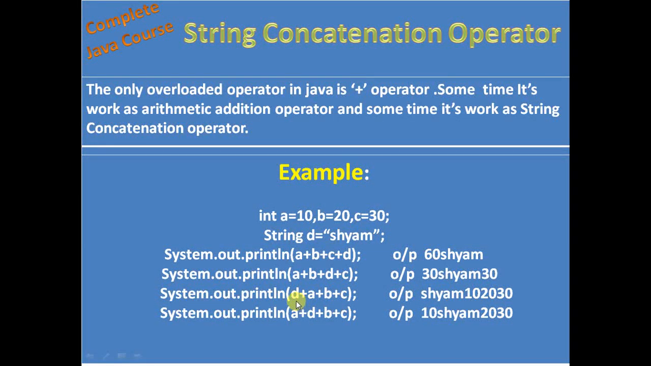Here d plus a, d is a string type and a is an integer type. Then d plus a will be Siam 10. After that, if you add b, then you are adding Siam 10 with 20, so it will add as a string type. Now you are adding Siam 10, 20 with the 30, so the plus operator works as a string concatenation. That is why the result is in this format.